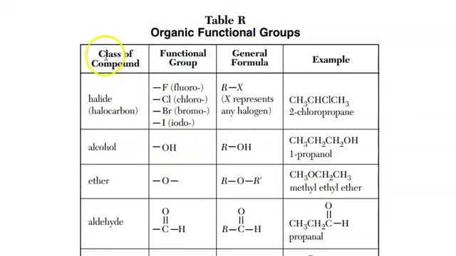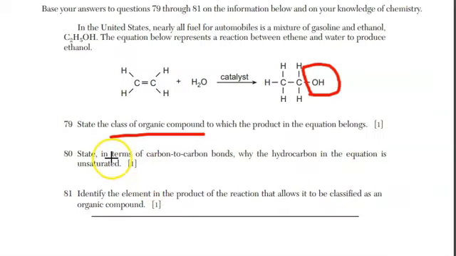and that makes the class an alcohol. Question 80, state in terms of carbon-to-carbon bonds why the hydrocarbon in the equation is unsaturated. If we look at the carbon-to-carbon bonds, these are double bonds. If it's a double bond, it's known as an alkene, and alkenes are unsaturated. In other words, you haven't maxed out the single bonds. You can open up one of the two double bonds and make this a single bond.